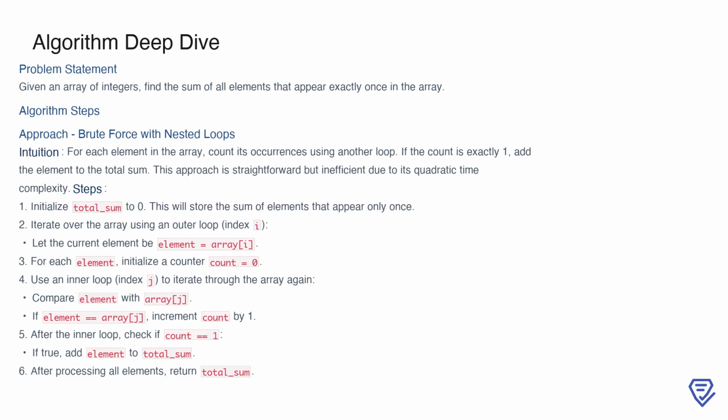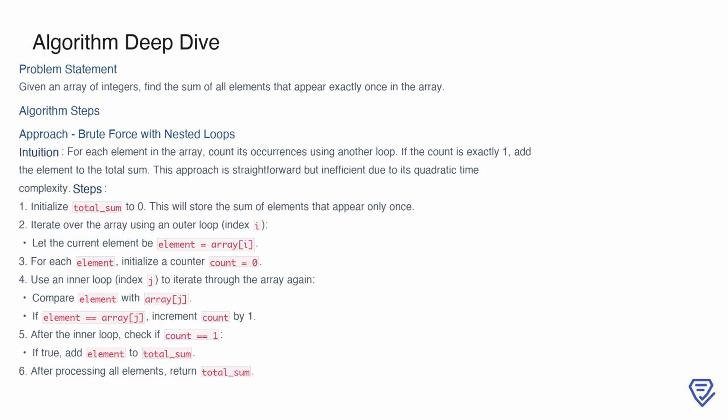The steps are as follows. First, we initialize a variable called total_sum to 0, which will keep track of the sum of unique elements. Then, we iterate over the array with an outer loop, where each iteration focuses on one element. For every element, we use an inner loop to compare it with all other elements in the array and count how many times it appears. If the count for that element is exactly 1, we add it to total_sum. After looping through all elements, the value of total_sum is returned as the result.